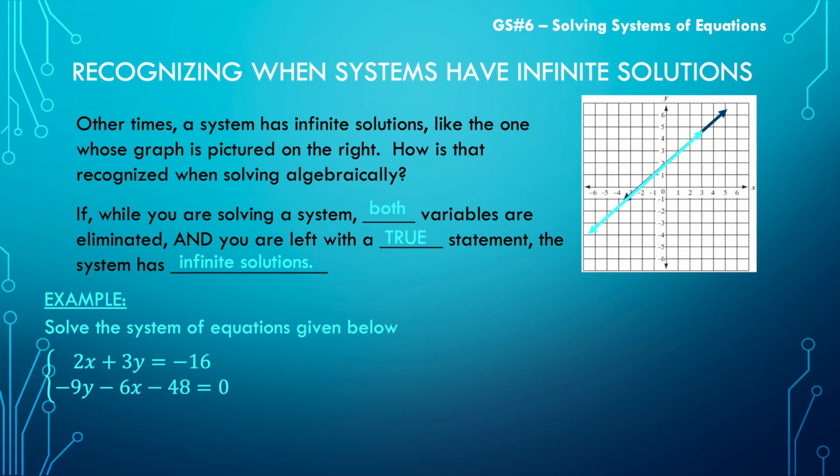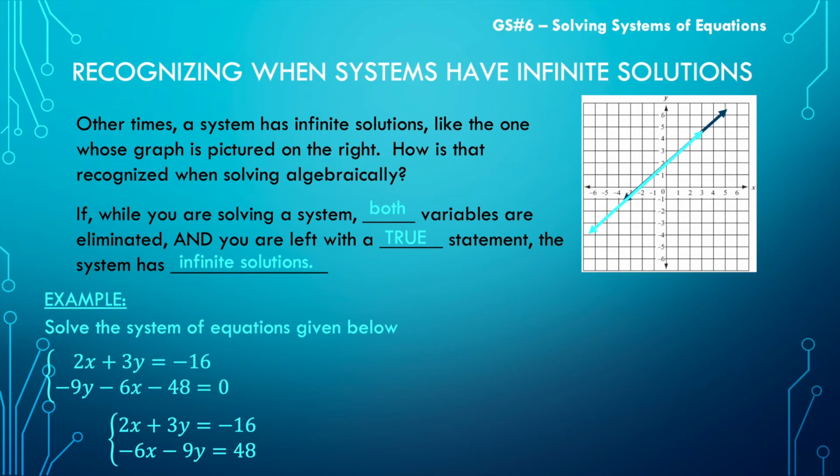So here's an example. In this case, I've done a little bit of mischievous work because I haven't set it up to solve right away. Notice that my x's are not even over my y's, and my constants are not aligned either. So the first thing I'm going to want to do is rewrite this bottom equation so that everything is in the correct position. I'm going to move this negative 6x under this positive 2x. I'm going to move this negative 9y under this positive 3y, and I'm going to shift this negative 48 to the other side of the equal sign. So let's go ahead and do that.